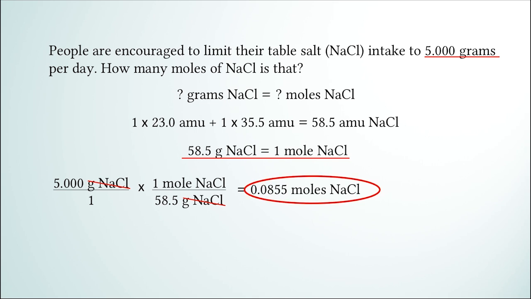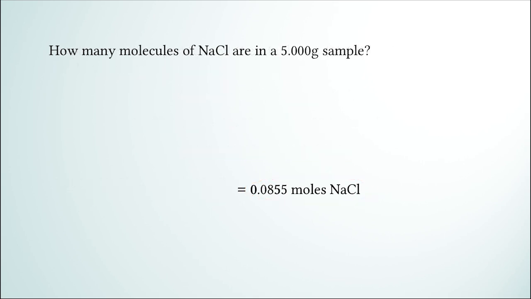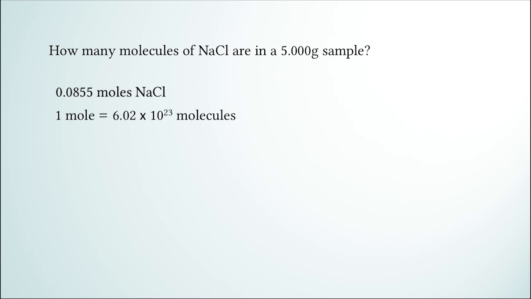Let's take this problem one step further. How many molecules of sodium chloride are in a 5.000 gram sample? Well, we figured out that in that sample there are 0.0855 moles of NaCl. We also have a relationship between moles and molecules, don't we? 1 mole equals 6.02 times 10 to the 23rd molecules.